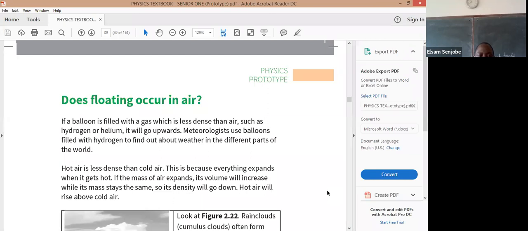If a balloon is filled with gas, which is less dense than air, such as hydrogen or helium, it will go upwards. Meteorologists use balloons filled with hydrogen to find out about weather in the different parts of the world. Hot air is less dense than cold air. This is because everything expands when it gets hot. If the mass of air expands, its volume will increase while its mass stays the same. So its density will go down. Hot air will rise above cold air.